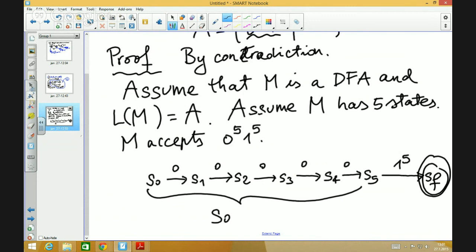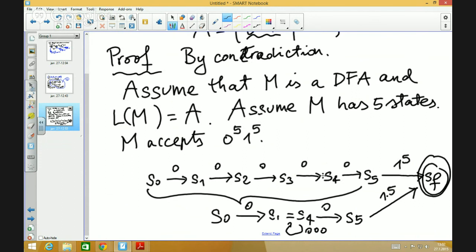So we've gone from S0 to some state. Let's say, for instance, that S1, just for the sake of concreteness, is the same as S4. Here we read 1, 2, 3 A's. We read an A here, an A here. Then we go to S5, from which we read 5 1s, and we go to the final state.